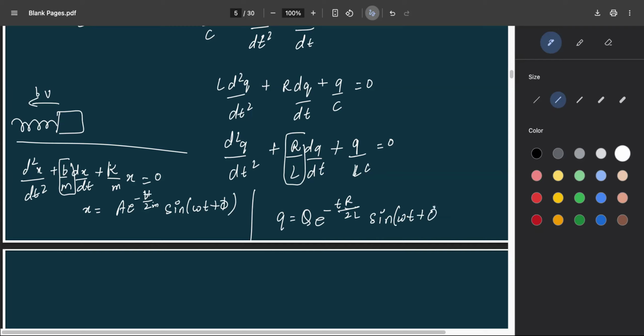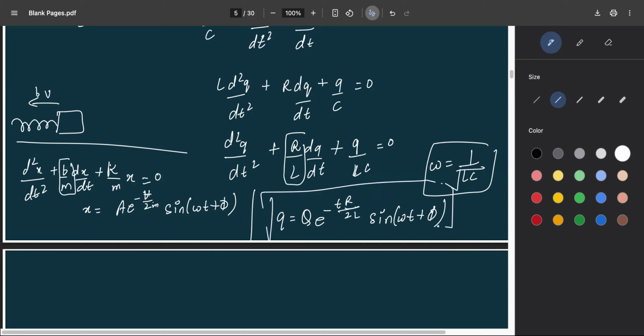You will say, sir, what is omega? You should know that omega is nothing but 1 by root LC. Okay, I hope this makes sense. So this is about damped oscillations. We don't have to discuss much about the damping. You can just differentiate again, and you'll get the current, energy, and everything by using this.